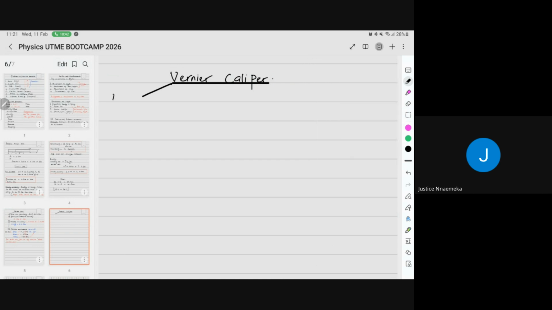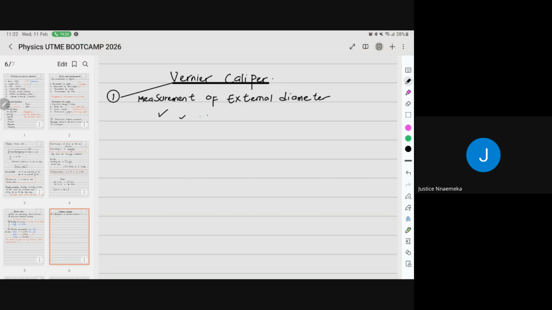The first thing that we do is use the vernier caliper to measure the external diameter of a particular object. You can measure external diameter, internal diameter, and the depth of something, like the diameter of a metal rod, a tube, or a rod. All of these are what you can measure using the vernier caliper, and they always ask about that. So number one thing we use the vernier caliper for is measurement of external diameter.